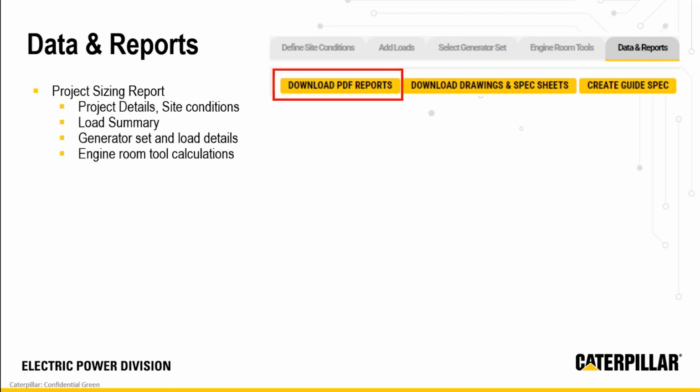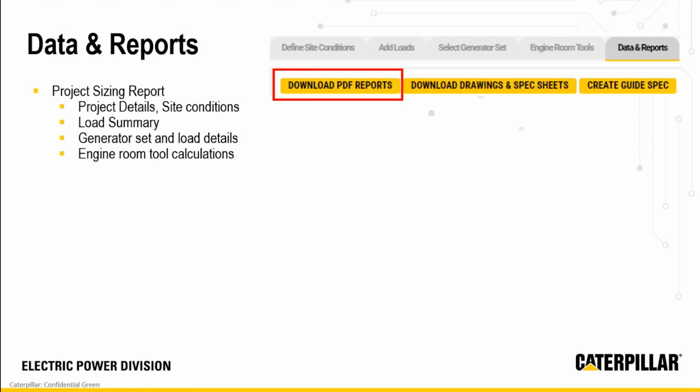Who is your customer? What is the project name? Who created it? What are the site conditions, ambient temperature, altitude? All this information is essential for you and for the customer, so they need to see that. That information will be available in the project sizing report as the top section of it, followed by the load summary. It summarizes what your running demand is, what the connected load is, what the worst case scenario is, or what the peak demand is that your genset needs to support.